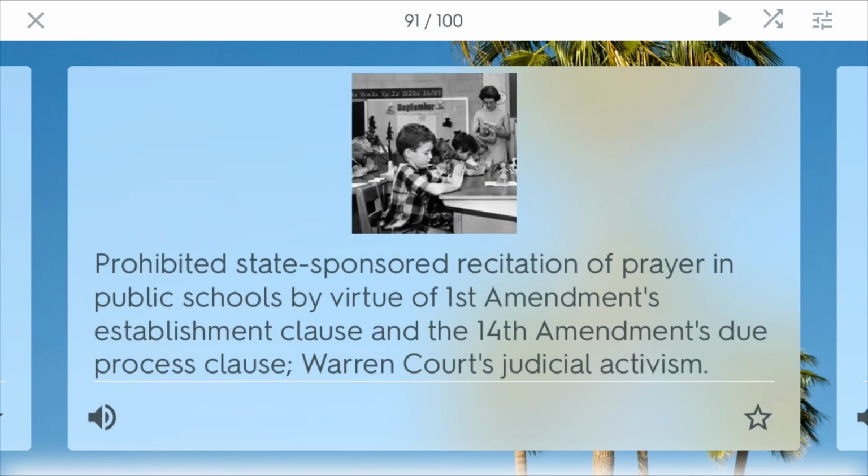In Engel versus Vitale in 1962, this case prohibited state-sponsored recitation of prayer in public schools by the First Amendment's Establishment Clause and the 14th Amendment's Due Process Clause. A New York school district had a non-denominational prayer at the beginning of the day, and some people didn't like it, so they sued. It became an instance of the separation of church and state, as the court found that New York was endorsing religion by holding this type of prayer.